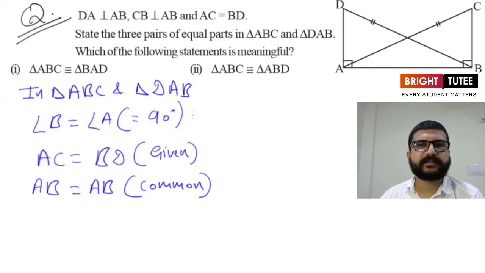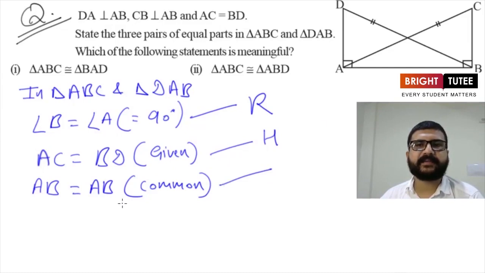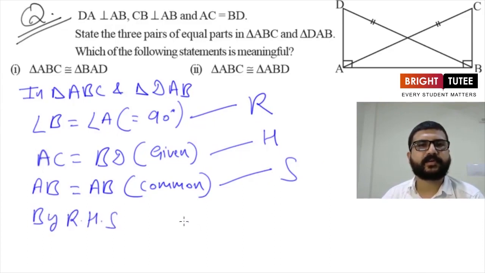Now observe carefully. The first one is right angle, and then BC is equal to BD. It is hypotenuse for both the triangles. It is hypotenuse, and then we are having one of the sides which is common. They are equal. So it is side. So here it is RHS. So we can say by RHS these two triangles are congruent.